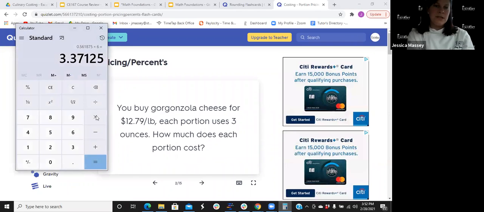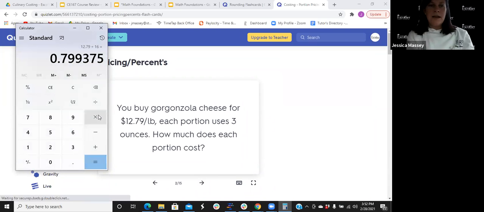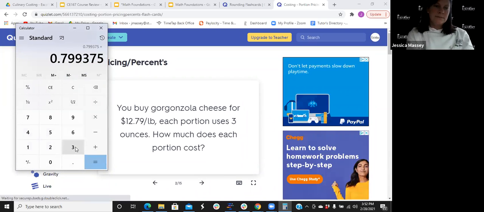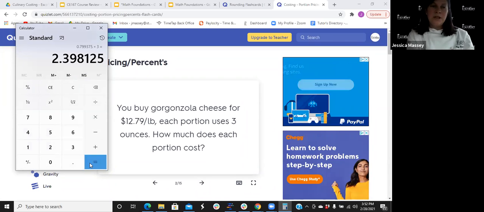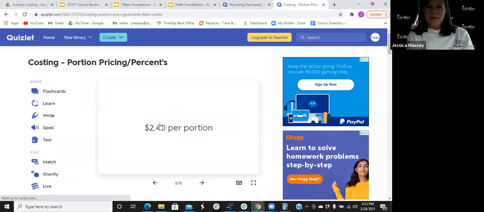So again, your first step, take your $12.79 a pound and figure out how much is an ounce. So your ounce cost would be 0.79375 per ounce. Times that by 3. And we get 2.398125, or 2.4. $2.40 is how much that portion costs. Is that what you guys all got?